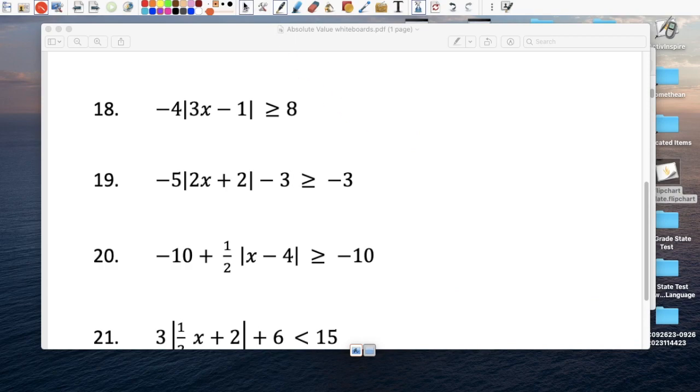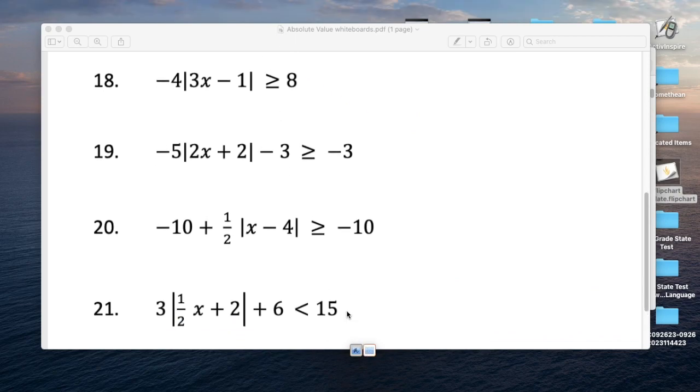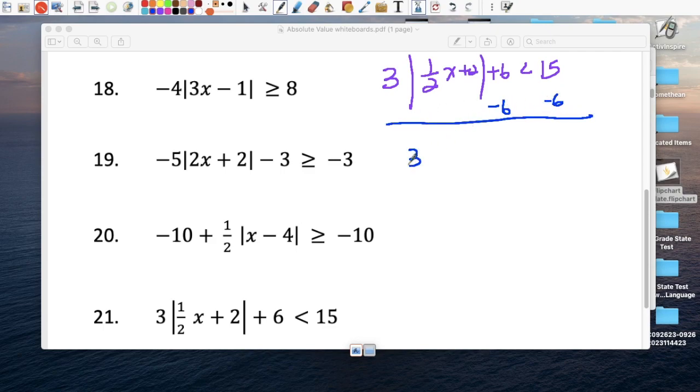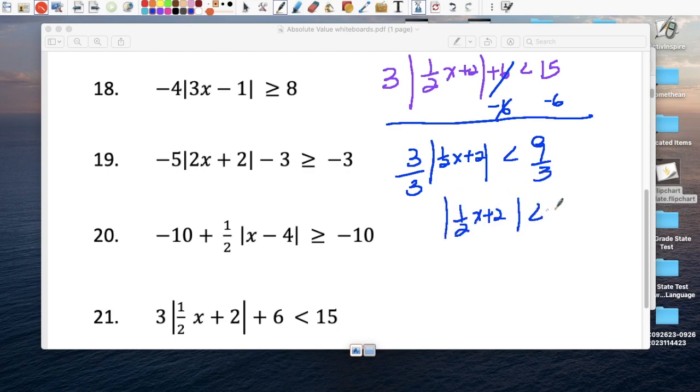So I guess you're looking at all these special cases in this one. Let's try the last one. 3 times the absolute value of a half x plus 2, plus 6, less than 15. Step 1, minus 6 on both sides. We're left with 3 times the absolute value of half x plus 2, less than 9. We're going to divide both sides by 3, and we're left with the absolute value of half x plus 2 has to be less than 3.